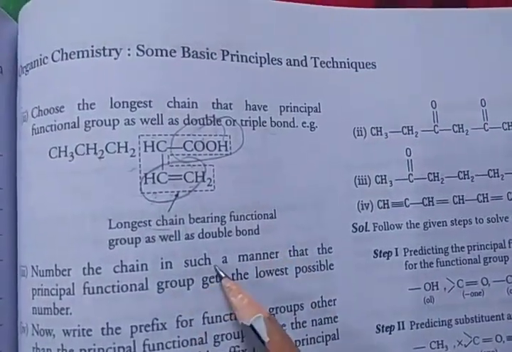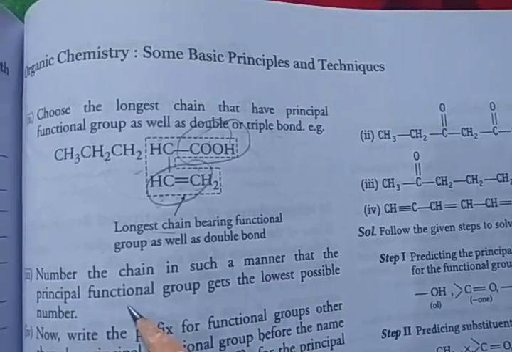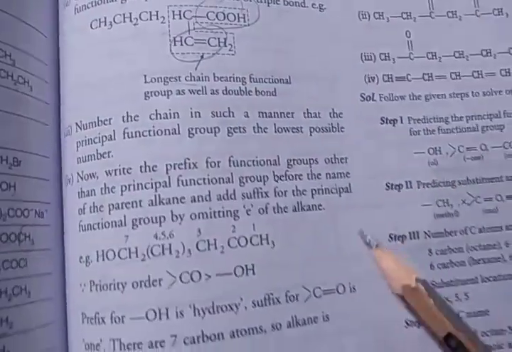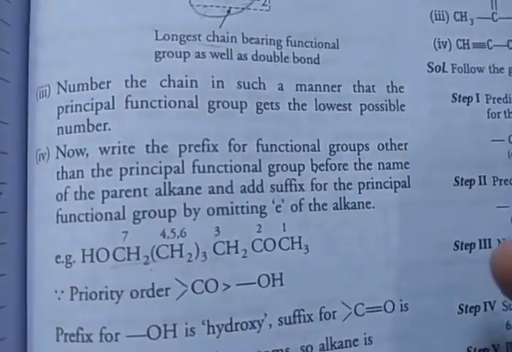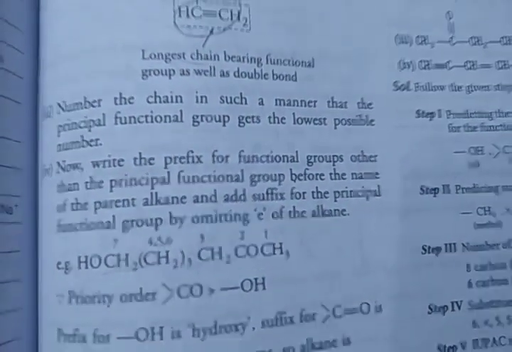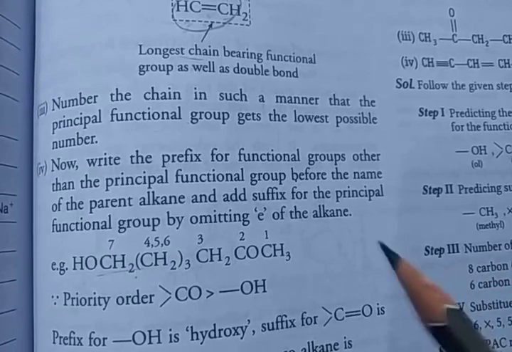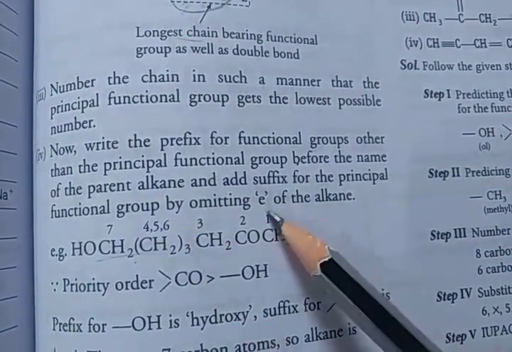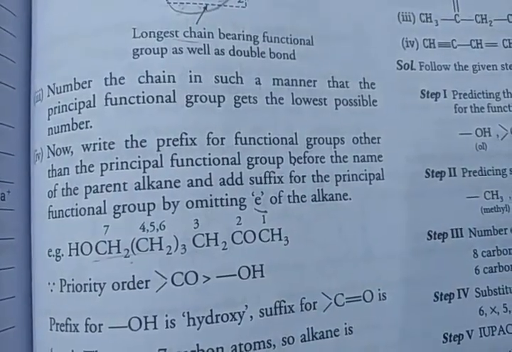Number the chain in such a manner that the principal functional group gets the lowest possible number. Now write the prefix for the functional groups other than the principal functional group before the name of the parent alkane, and add the suffix for the principal functional group by omitting the E of the alkane.